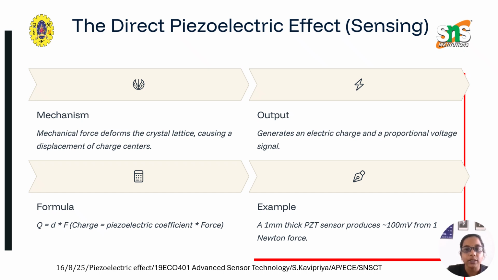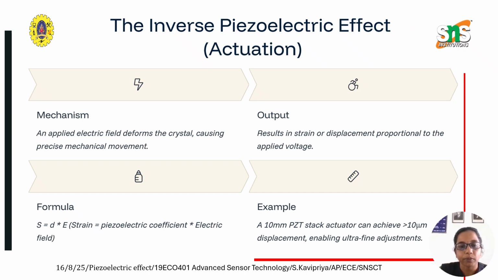The formula for this is given by charge equals D times F, where D is the piezoelectric coefficient and F is the force. For example, a 1 millimeter thickness piezoelectric sensor can produce a voltage of about 100 millivolts for a 1 Newton force. And next is the inverse piezoelectric effect, which we call actuation.